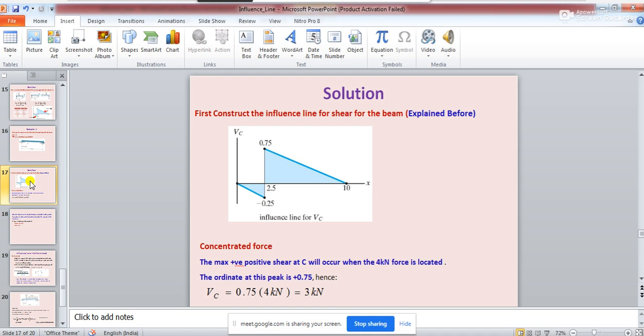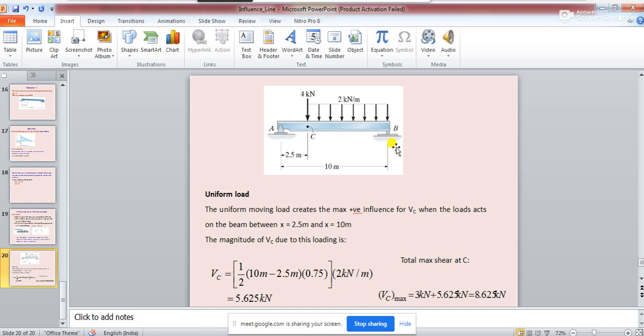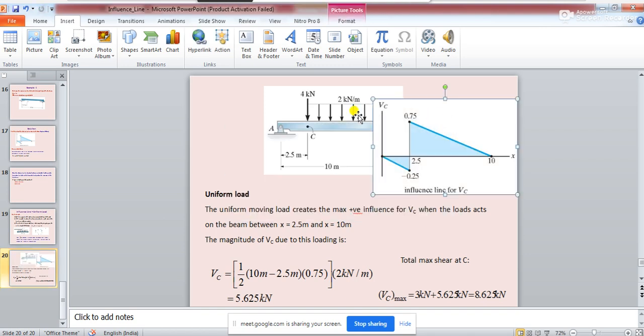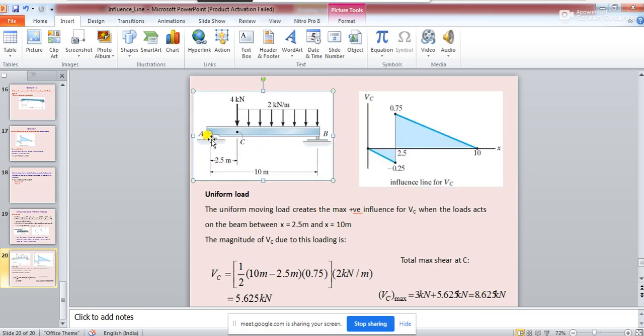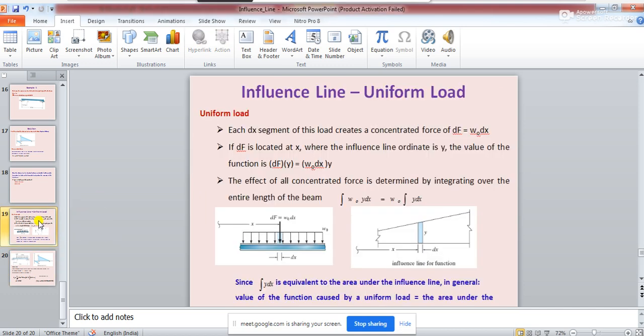So then what will happen? Let me bring this influence line over here. This is the problem we have seen. This is the point C, which is at a 2.5 meter distance, and this is the influence line diagram for shear at C that we constructed earlier. Now we know how to find the effect of the concentrated load 4, but we don't know how to find it for this 2 kilonewton per meter load, and we have explained this in the previous equation.